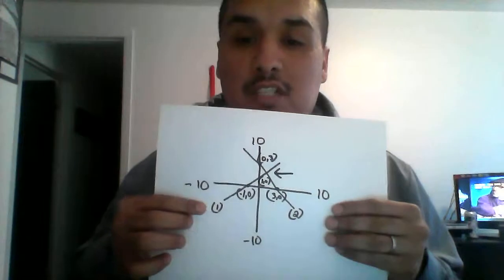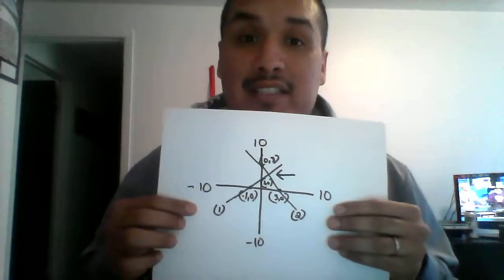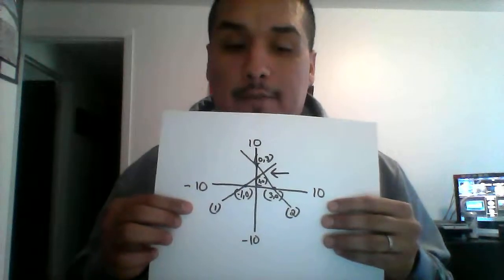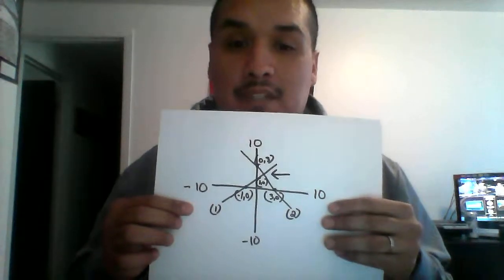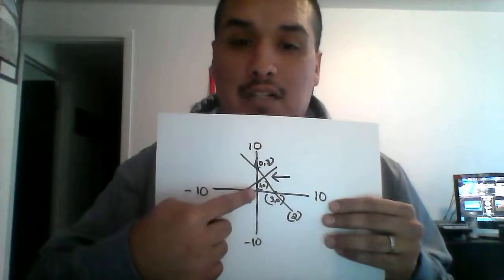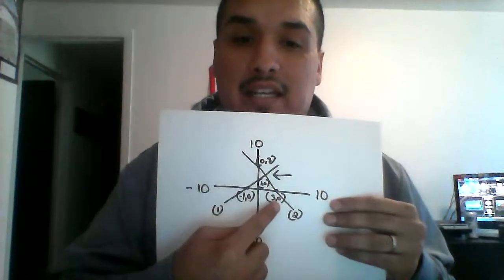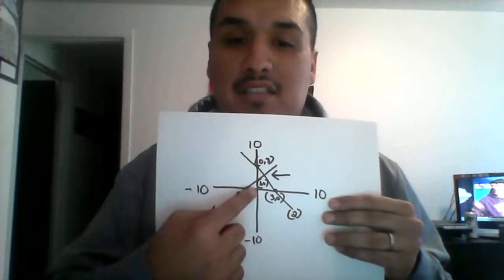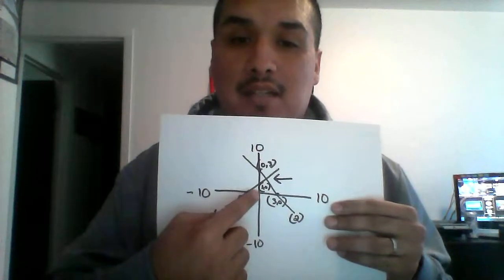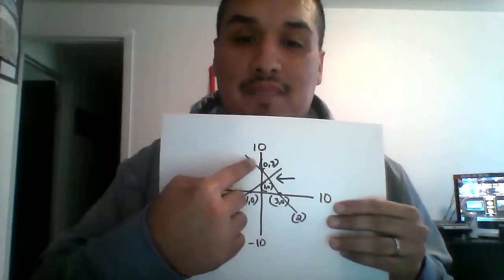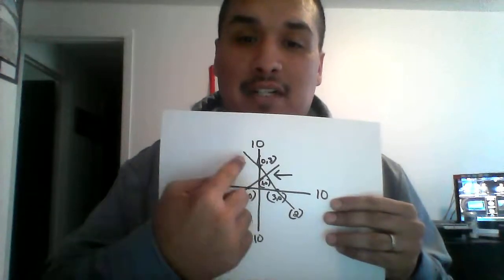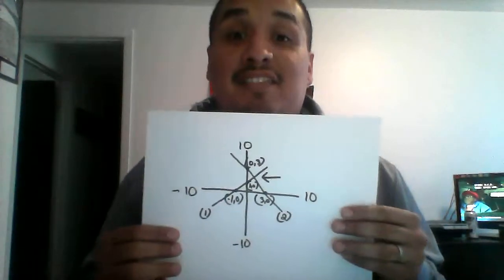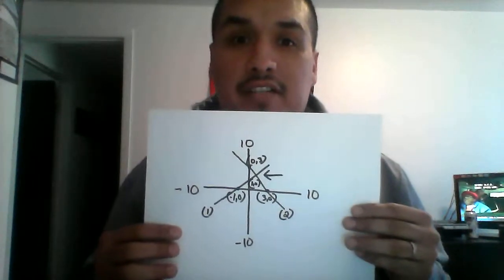For line number 2, my two points were 3, 0 for the x-intercept, and then 0, 3 for the y-intercept. So for 3, 0, I went over 3 and 0. That's my first point. My second point was 0, 3, so I moved up 3. Then I have my two points. I drew a line, and now I had successfully graphed the two equations.